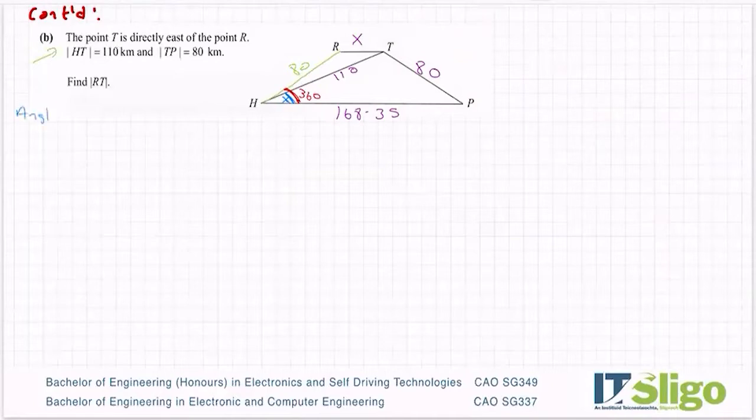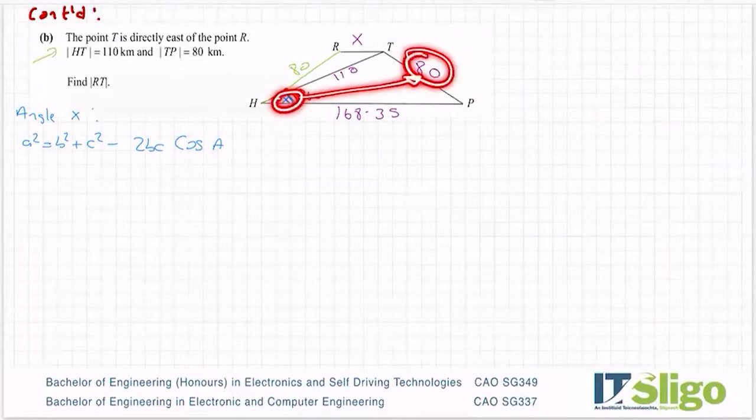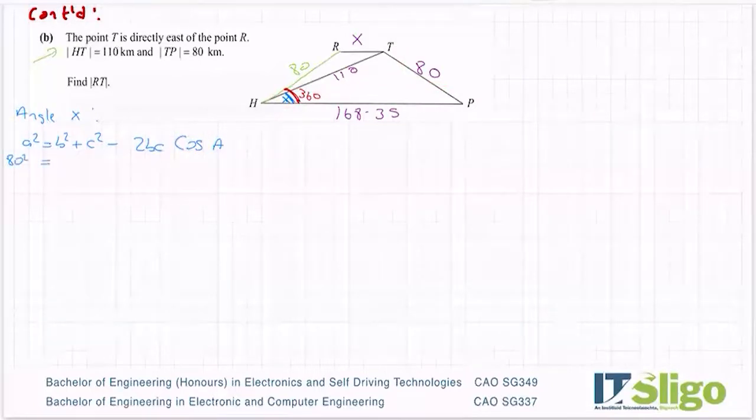So angle x. So a squared is equal to b squared plus c squared minus 2bc cos A. If I'm going to solve for this angle, then this has to be the side I call a. Whatever side I put over here on the extreme left, I end up solving for the angle directly across from it.